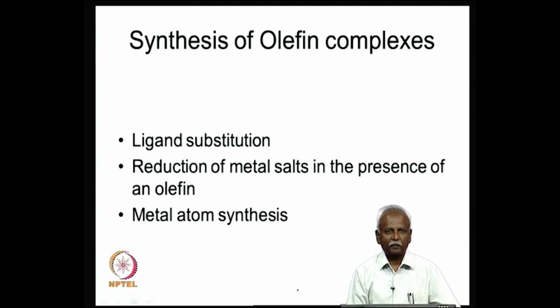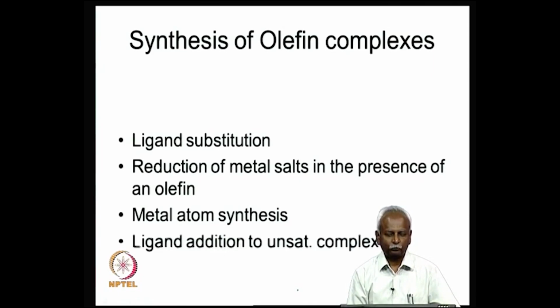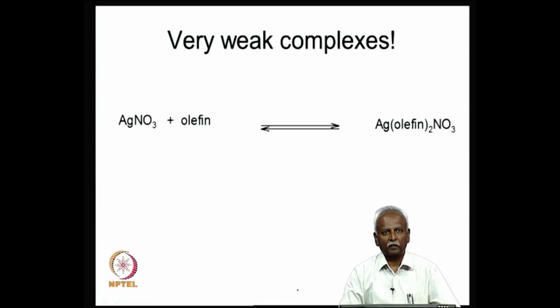There is also a specialized method called the metal atom synthesis, and in the metal atom synthesis, one generates a vapor of the metal, which will co-condense with the olefin or any ligand of interest. If we can do that, then a metal olefin complex can be generated without interference from any other ligand. Finally, one can in some instances take an unsaturated complex and add an olefin, and that will lead to a metal olefin complex.